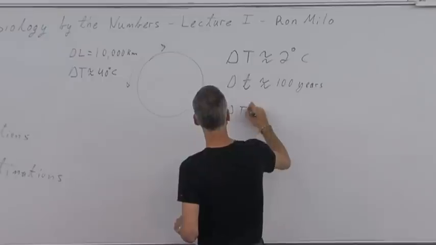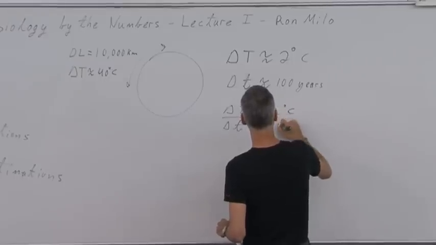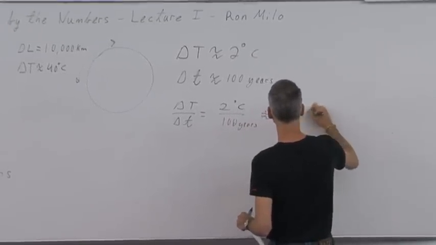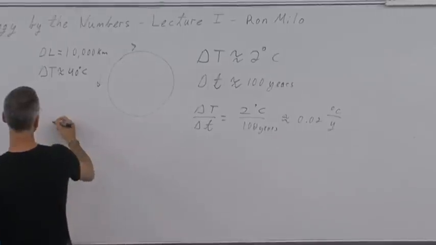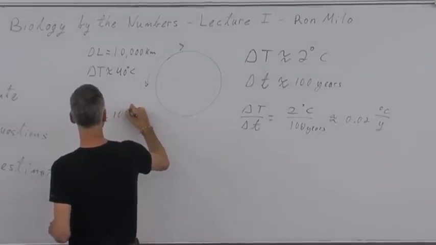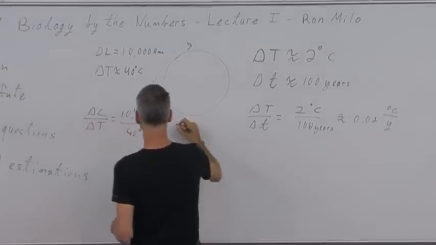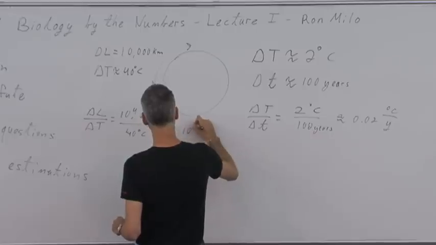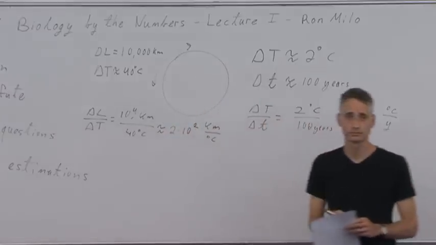Okay, so delta T over delta T, big and small. So that's about 2 degrees in 100 years. So that's about 0.02 degree per year. On the other hand, I can see what is the distance per degree. So it's about 10,000, 10 to the 4 kilometer over 40 degrees Celsius. So if I take 100 out of this, I will get 2 times 10 to the 2. And that is kilometer per degree Celsius. So far, so good?